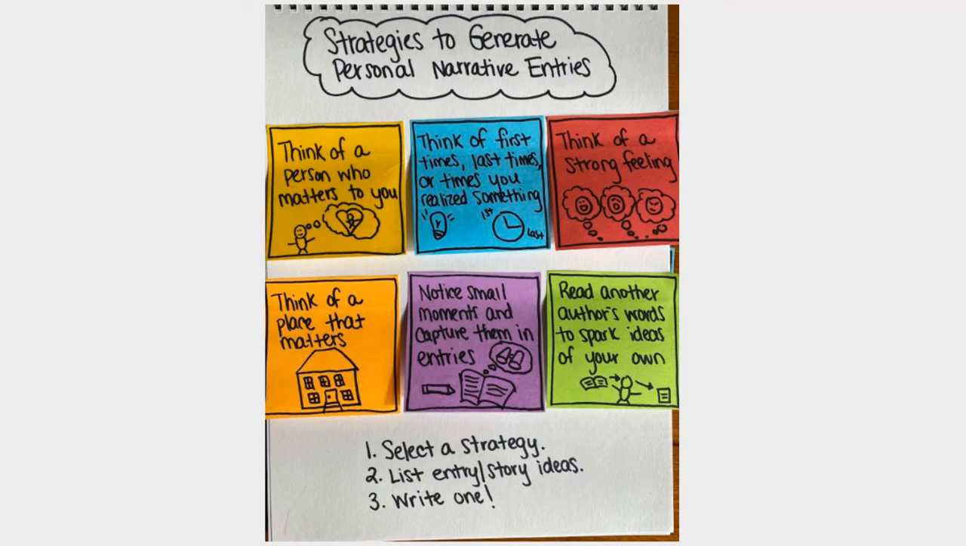Okay, so we have 6 different strategies that we'll take a look at, and you'll be trying one of these today. The first one is to think of a person who really matters to you. So you might not have to think too hard about this. You could be thinking about a person that you live with and that you're with right now. It could be a person that maybe you haven't seen in a while since all of us are home. It could be even somebody that maybe you don't know very well, but they've made a really big or deep impact on you.